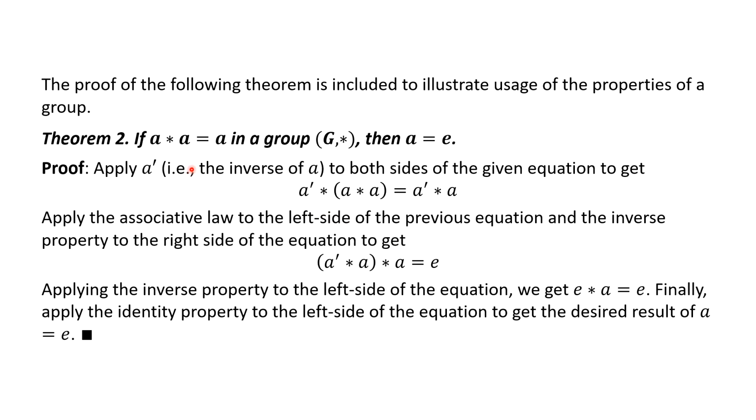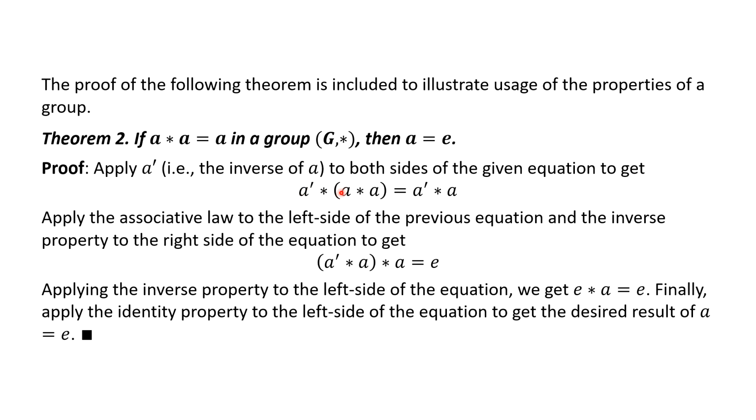So we have, if A times A, where star is a group operation, equals A in a group G with operation star or asterisk, then A is the identity element. What we do is apply the inverse. Since we have a group, we know the inverse exists for A, and we apply that to both sides. Recall that the inverse was defined to be on the left, so we multiply this equation on the left by the inverse.